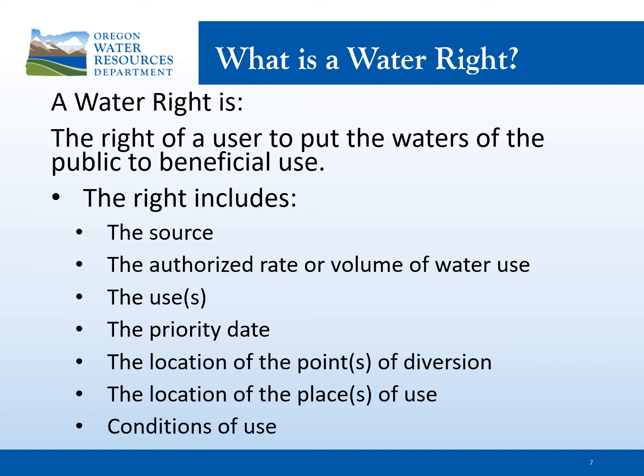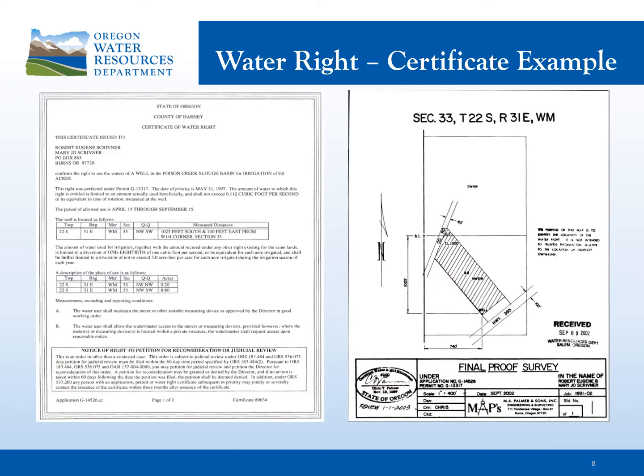Some examples of conditions contained in water rights are items such as the period of allowed use, the maximum seasonal or yearly volumes of use, requirements for measurement devices and reporting of water use, the installation of fish protection devices, specific well construction standards, and the measurement and reporting of static water level measurements of the well.